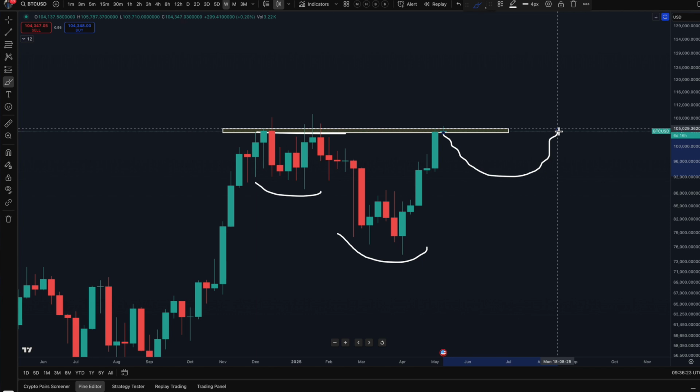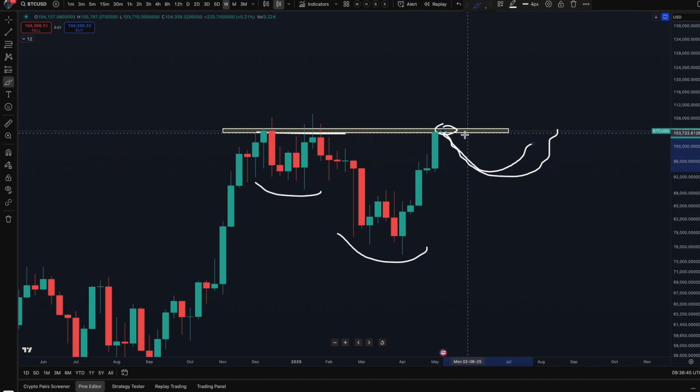So just something that is a possibility. There's no certainties or guarantees. The probability is that whenever you get a left shoulder and a head like this, the higher probability is that we're going to get some sort of a right shoulder here, which would mean that where we are currently, we would expect some sort of a pullback.